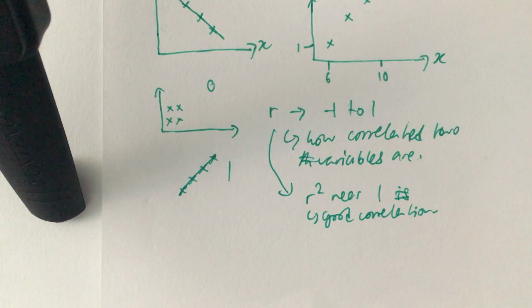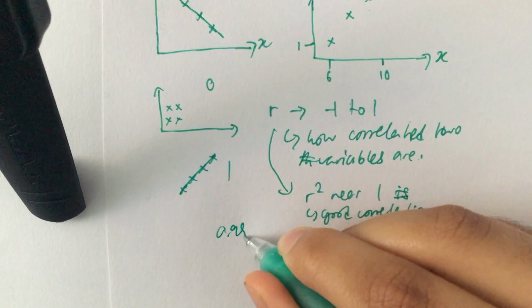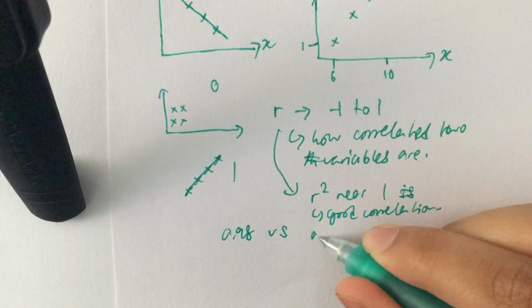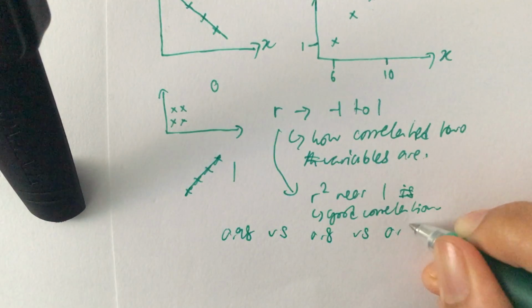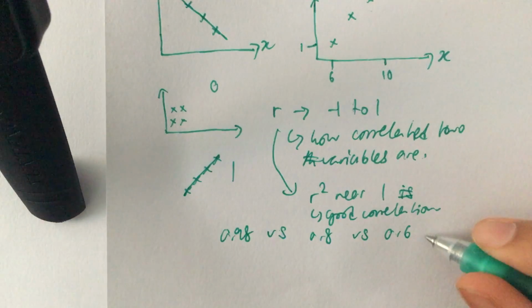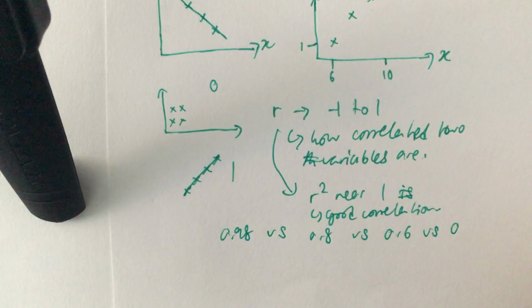So when you're answering questions, if you get something that's like 0.98, you're good. If it's something that's more like 0.6, then you should say that it's a bit of a weak correlation, but it is there, it's just not that strong. So that's how you express what you see on the calculator.